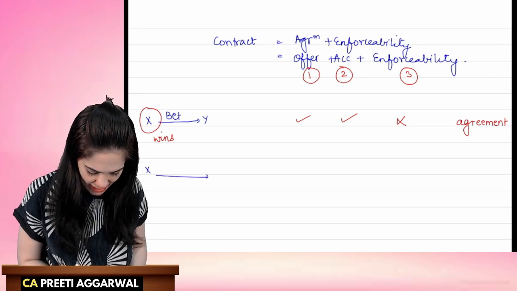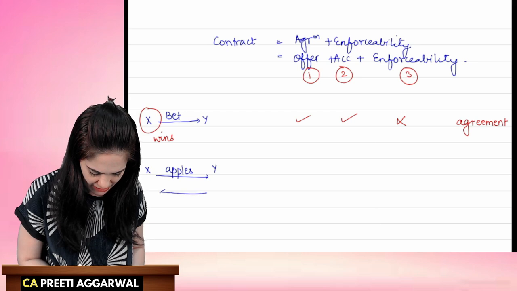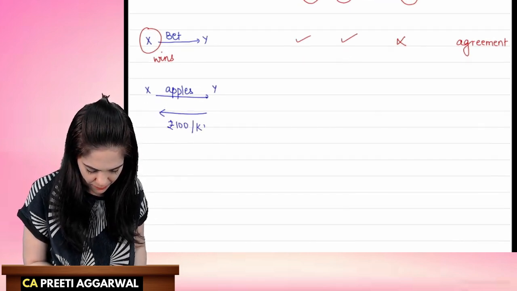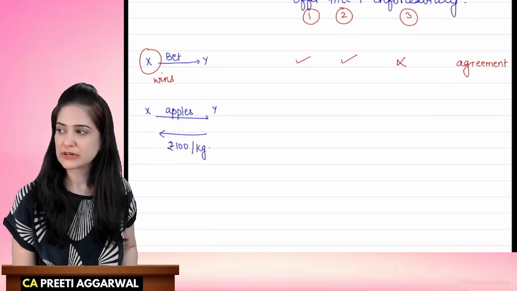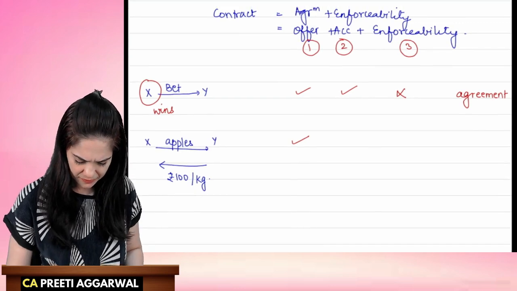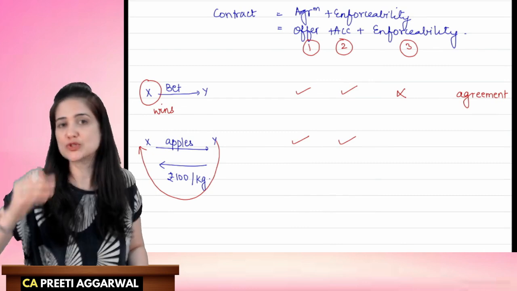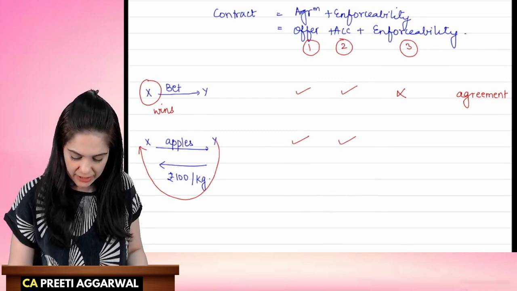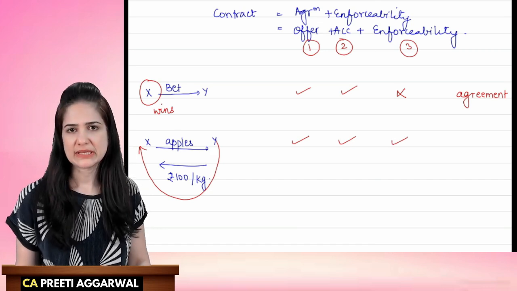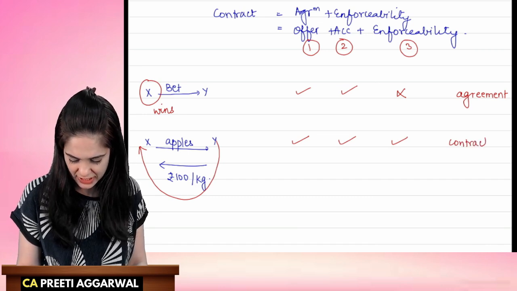X sells apples to Y. He sells apples to Y and Y agrees to pay rupees 100 per kilo. Was there offer? Yes. Is there acceptance? Yes. Y has paid money in advance, but X is not giving apples. Can we file a case? Yes. Is it a contract? Yes, it is a contract because there are all three elements present.